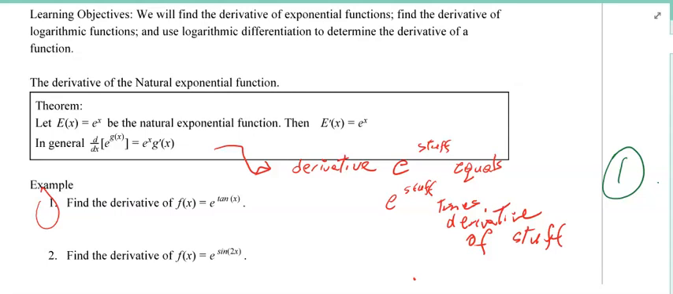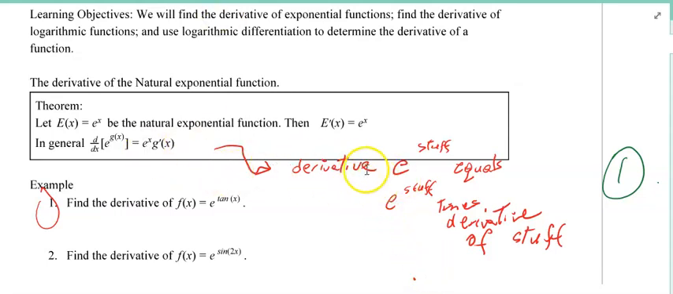Let E of x equals e to the x be the natural exponential function, then E prime of x is equal to e to the x. In general, d/dx of e to the g of x is equal to e to the g of x times g prime of x.